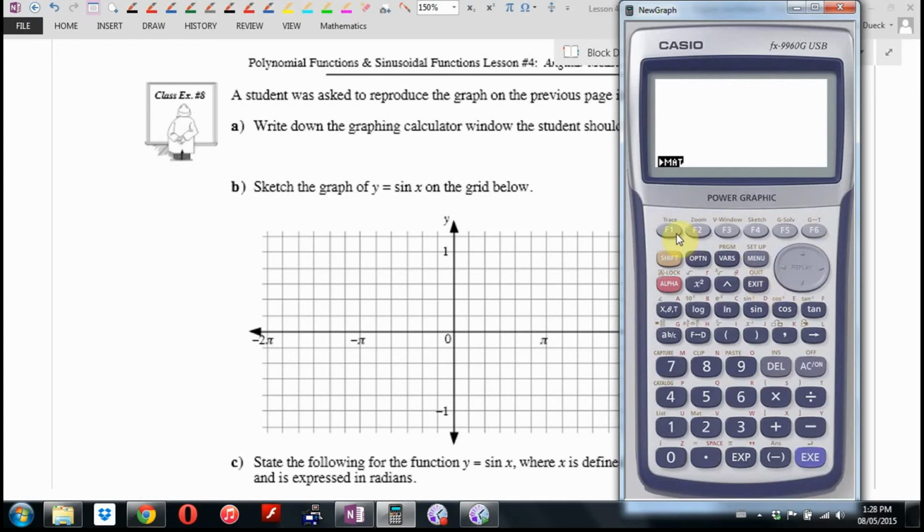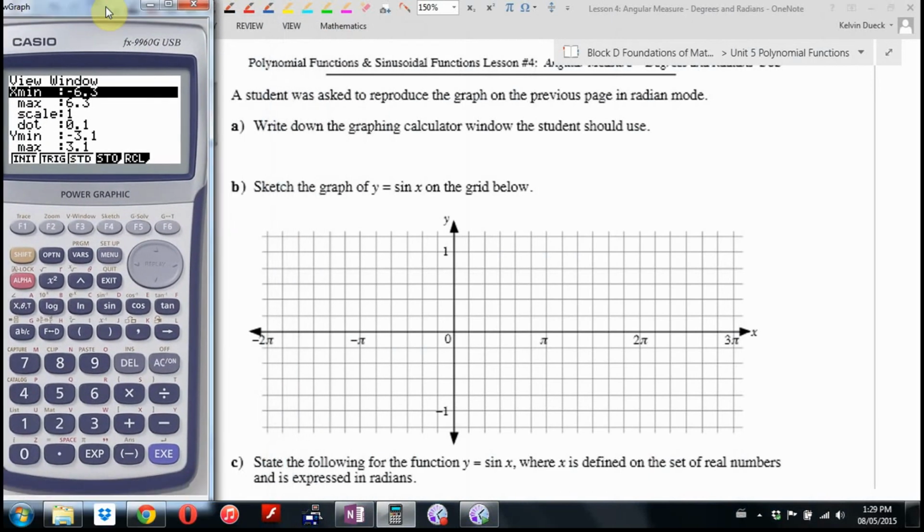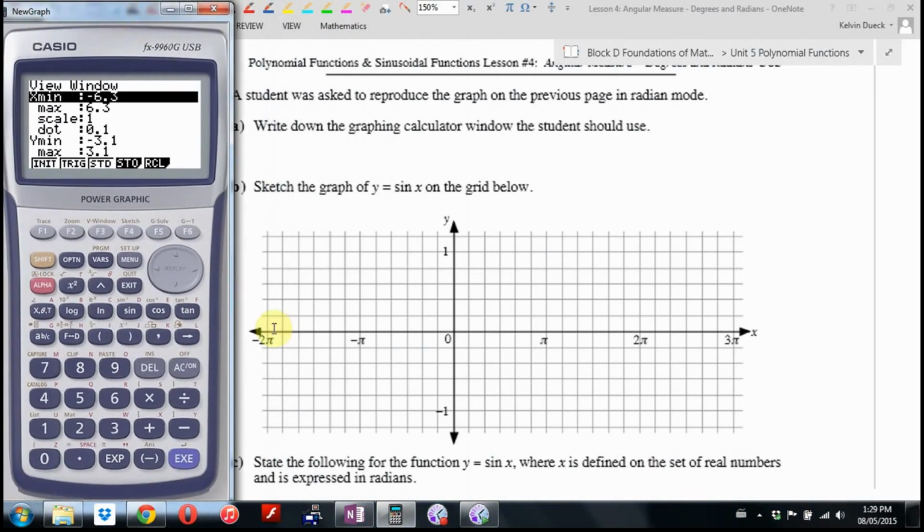And let's go menu to the graph, and we're going to graph y equals sine x. And we're going to use the view window that they gave us in this lovely grid. If I look at the view window that they gave me, what's the minimum x value that appears? You can type negative 2 pi. And remember, we said last day your pi button is second function exp.